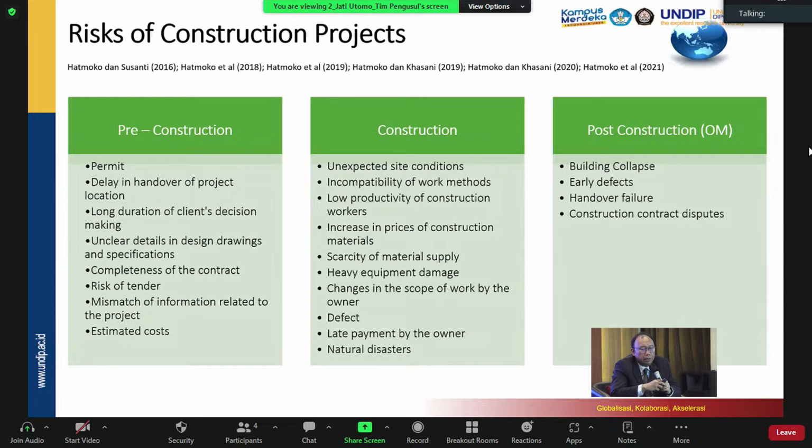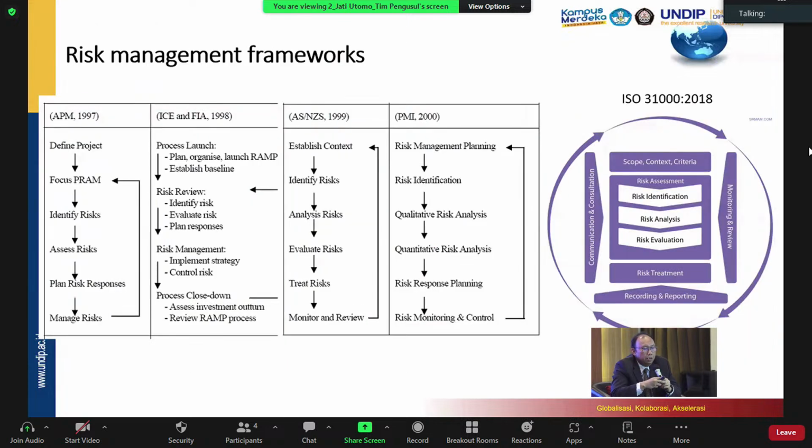And then the last phase, the post-construction, the operation and maintenance phase, we might face some risk of the building collapsing earlier than expected, and then we might also have early defects or handover failure, and there might be some disputes over the contract. Those are examples of risks that we might have.